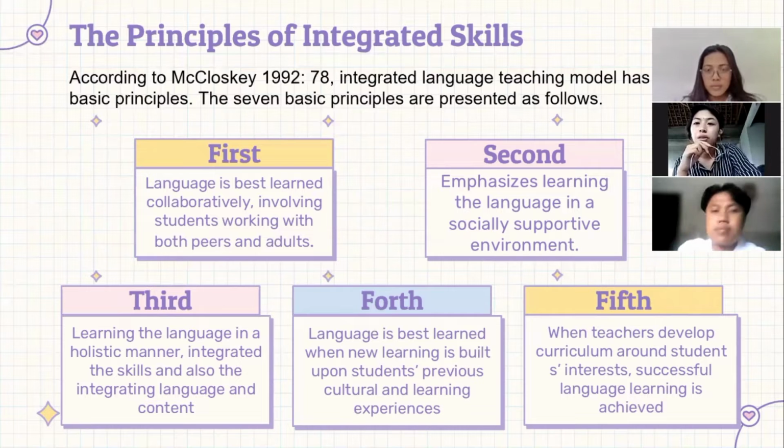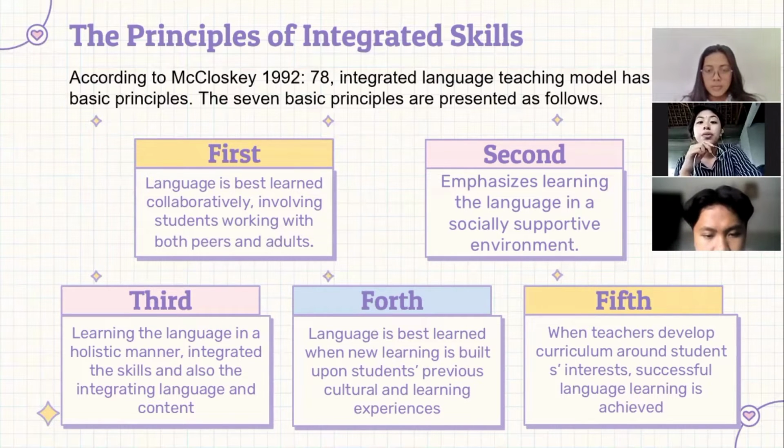The second principle emphasizes learning the language in a socially supportive environment. This principle is something needed for the second language learner. The students are emphasized to learn language in English subjects in wide sites, which cannot be limited just to their classroom activities. They are required to be sensitive to their social circumstances.